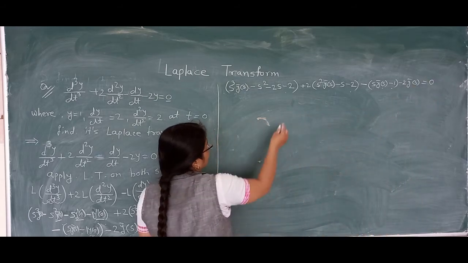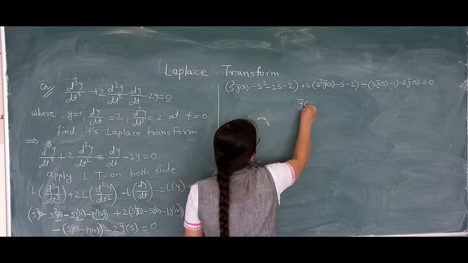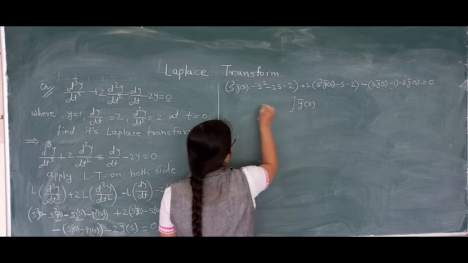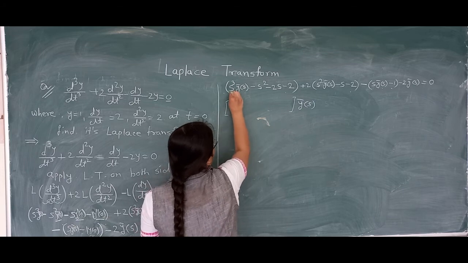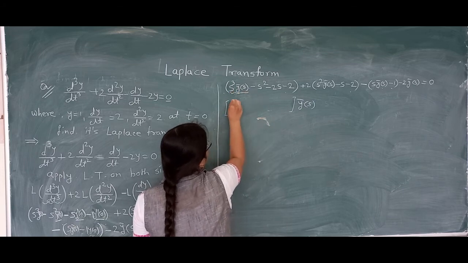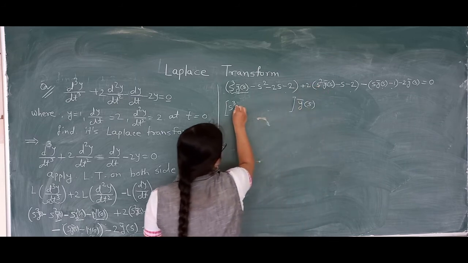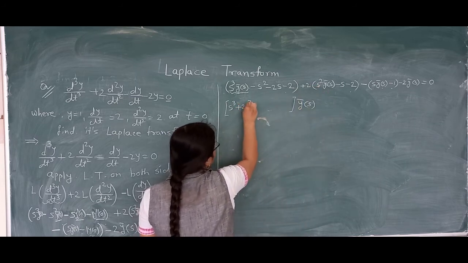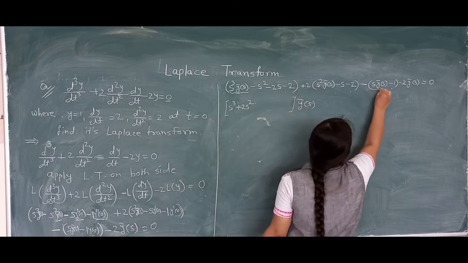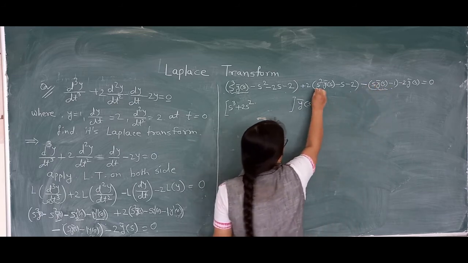Now I collect the terms of y bar of s in one bracket. So here y bar of s is s cube. Here y bar of s is 2 into s square, so it is plus 2s square. Here y bar of s is minus s.